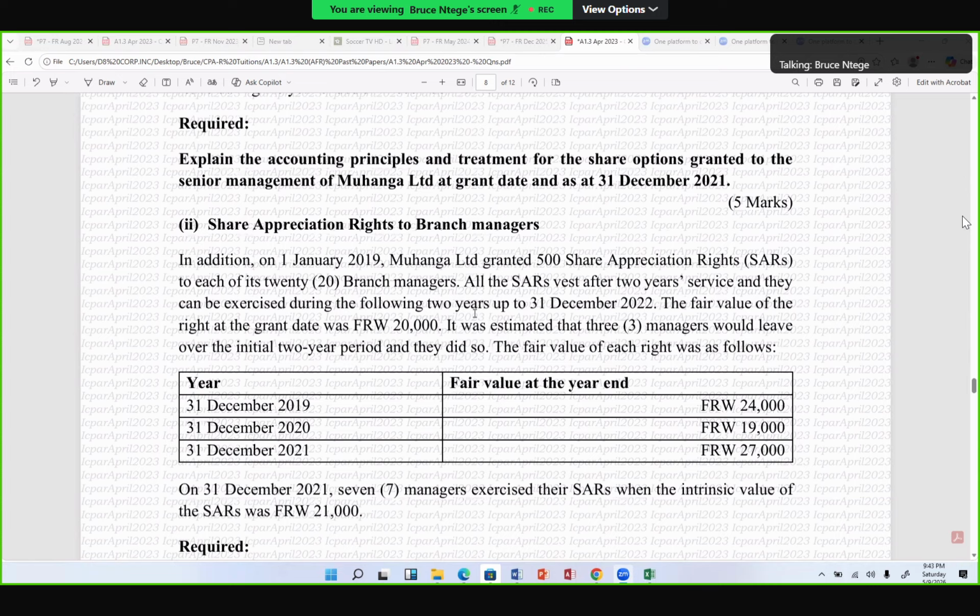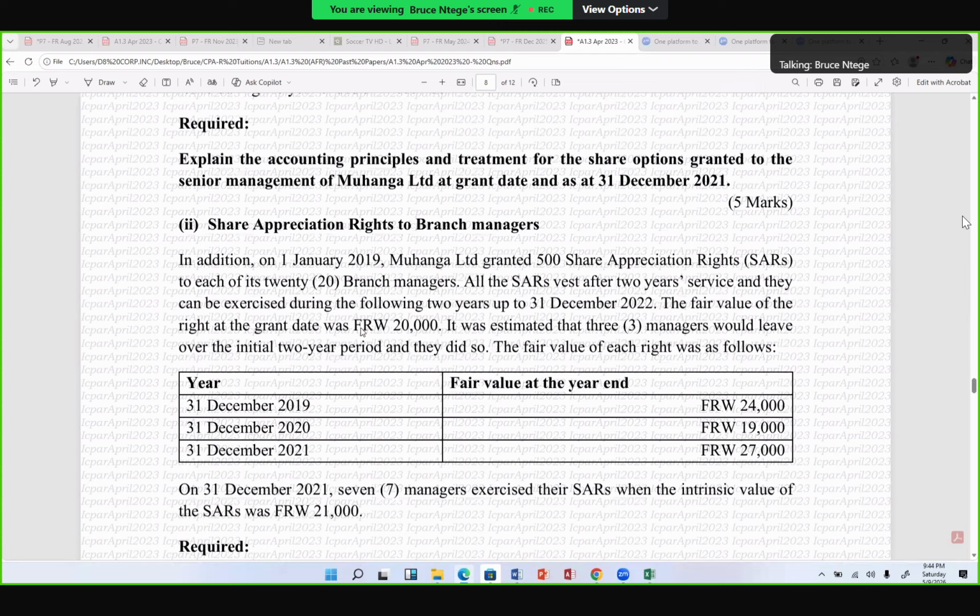Now, they've told me that the fair value of the share appreciation right on the grant date, 1st January 2019, is 20,000 francs. There are 500 share appreciation rights for each of the 20 employees. We said that everything is cash settled, so we don't stick to that fair value on the grant date. We keep remeasuring the liability every year to fair value, with the fair value changes taken to P&L.